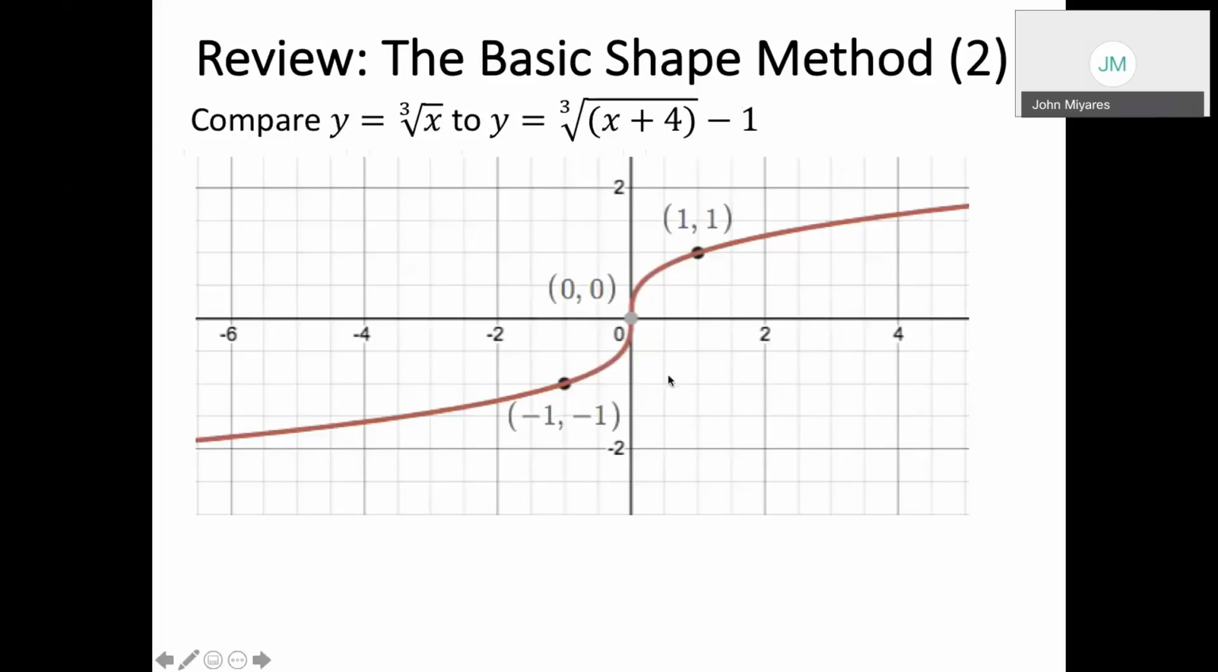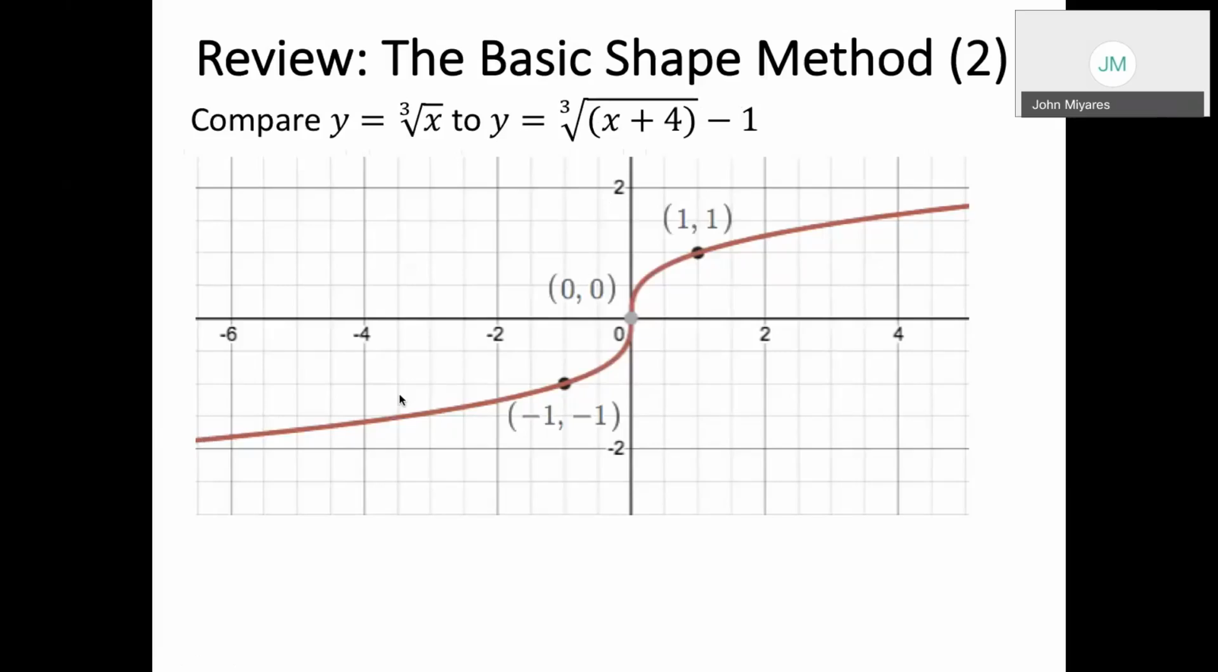In the negative direction, I have the point (-1, -1), and then we'll have other points that will be symmetric through the origin as it travels through to the left. (-8, -2), (-27, -3), (-64, -4). The second function at its core is also a cube root function, so the basic shape will share that of the original cube root function.